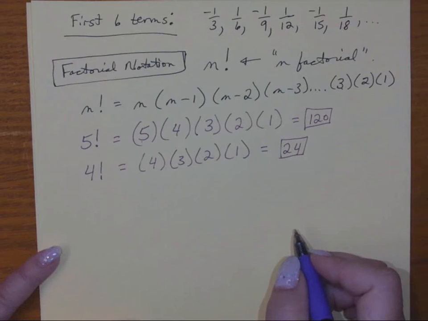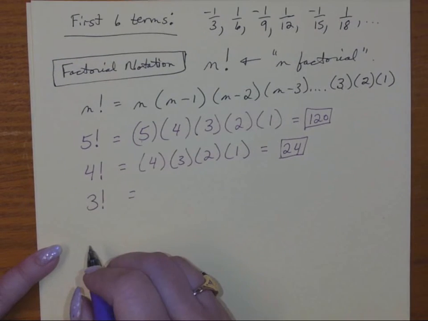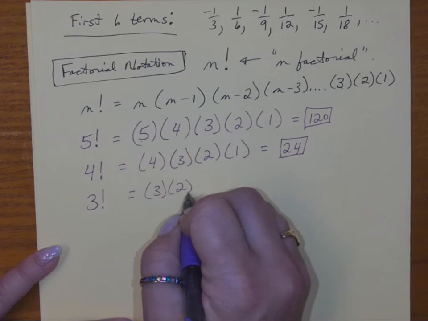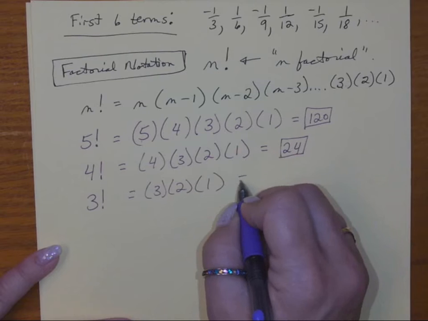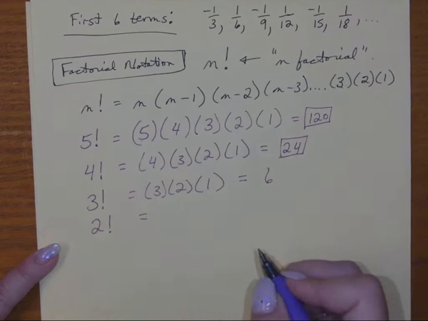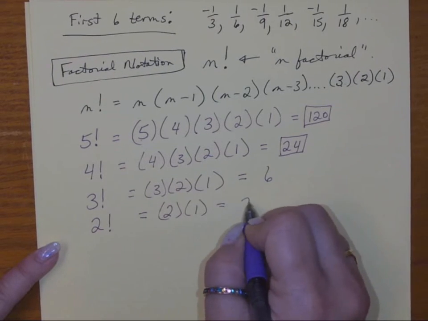I'm going to keep on going down. I'm going to do 3 factorial. Well, what do you think that is? Yep, 3 times 2 times 1. So that's just a 6. And 2 factorial. Yep, 2 times 1. That's just a 2.